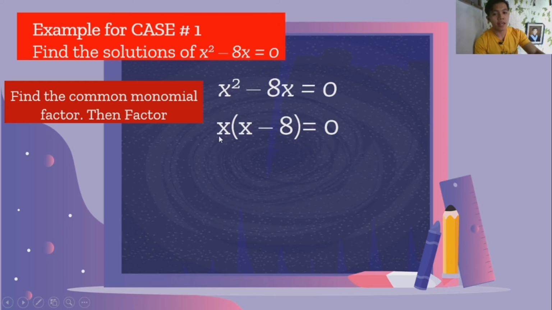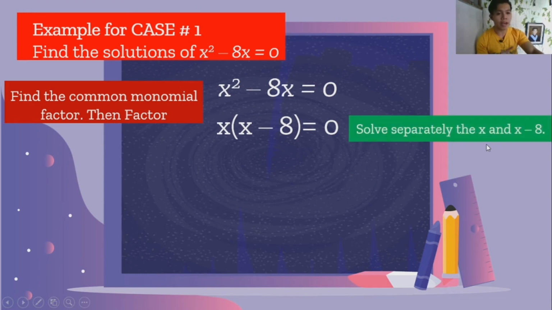Check nga natin. X times x, x squared. X times negative 8, negative 8x. Okay? So, tama yung factors natin. Is equal to 0. And then, kapag kaganyan na, solve separately the x and x minus 8. No? Ipagsosolve mo lang sila ng magkahiwalay. Si x is equal to 0 at si x minus 8 is equal to 0. No? X is equal to 0 and then x minus 8 is equal to 0.